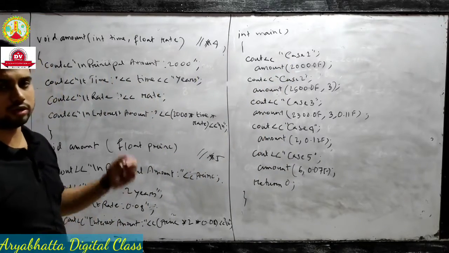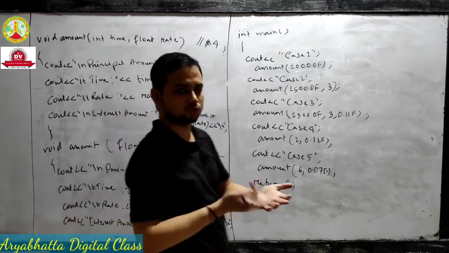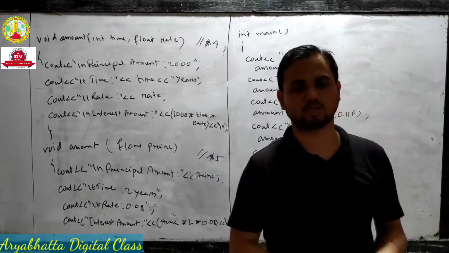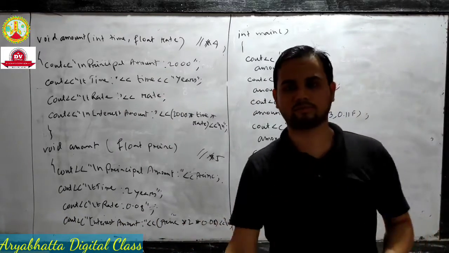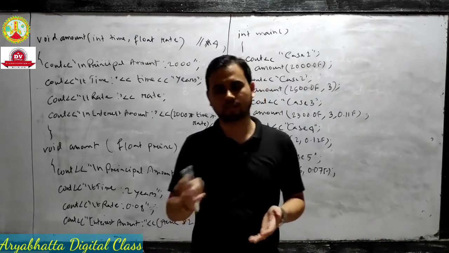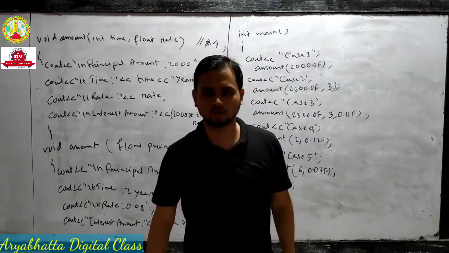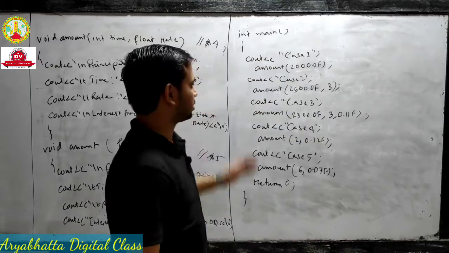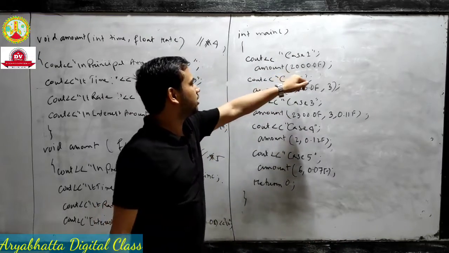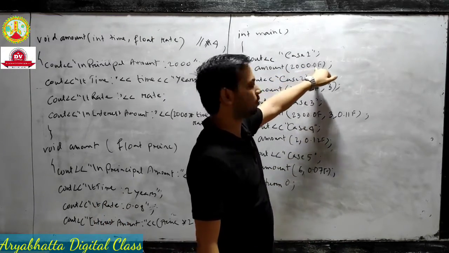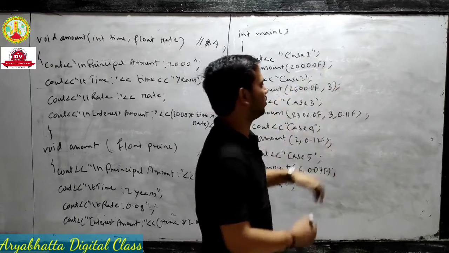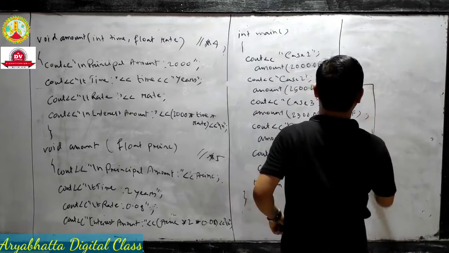Don't think that case 1 is function 1, case 2 is function 2, case 3 is function 3. Don't follow that pattern, this is the wrong pattern. You just think logically: here we only take what value? Principal amount value. Only the principal amount value.